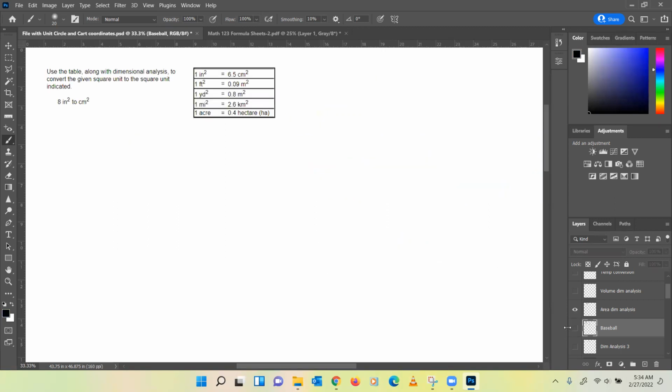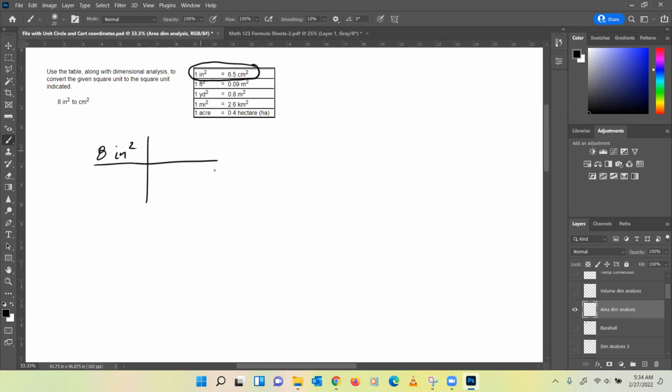Now, maybe we're looking at areas. Same sort of conversion can happen here. Okay, so with this one, we've got 8 square inches to square centimeters. And up here at the top, we have a conversion from inches to square centimeters. So let's start with what they've given me, 8 square inches.